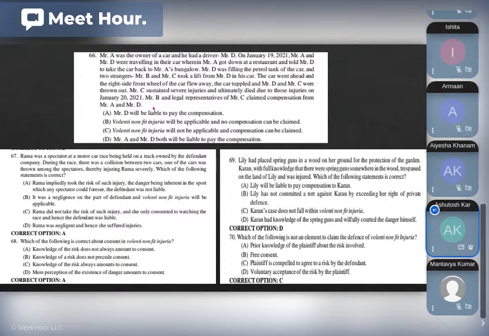It was a negligence on the part of the defendant and voluntary non-fit injury will be applicable. Rama did not take the risk of such injury and she only consented to watching the race and hence the defendant was liable. Rama was negligent and hence she suffered injuries. So first of all, answer तो दिया हुआ है, लेकिन अगर ना भी दिया हो, so option elimination से चलो.